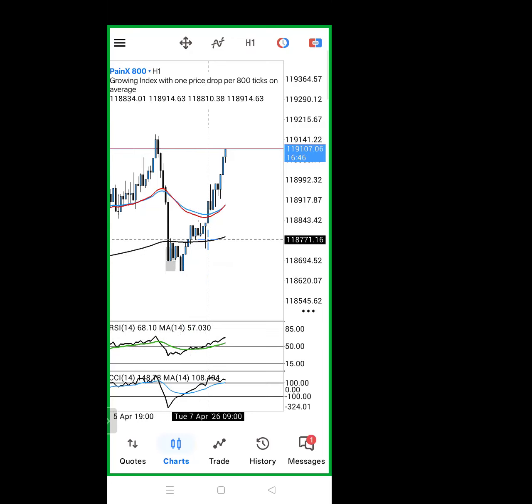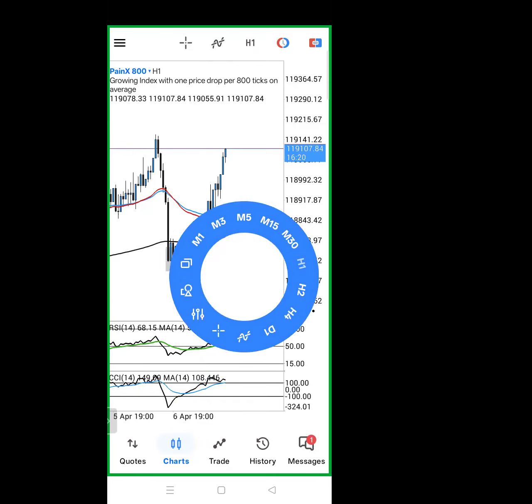Then the next thing is that if you look at this RSI, the RSI has crossed above the moving average. You come to the CCI. The CCI has crossed above the moving average. What do you do? You buy. You buy. Now, if you go to a lower time frame, so let's go to 15 minutes on this particular trade.